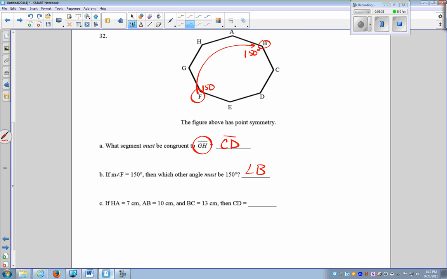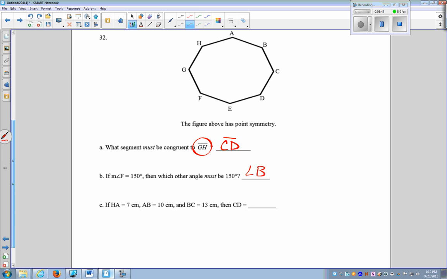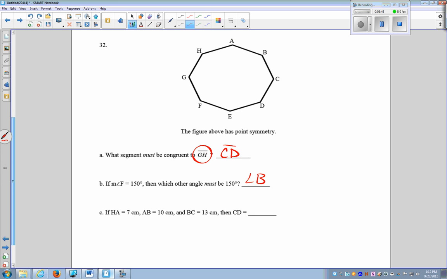Okay. So the last question says HA is 7, AB is 10, and BC is 13. Find CD. Here's the typo. Let's first fill in what we have. HA is 7 centimeters. AB is 10. And BC is 13. The typo is here.